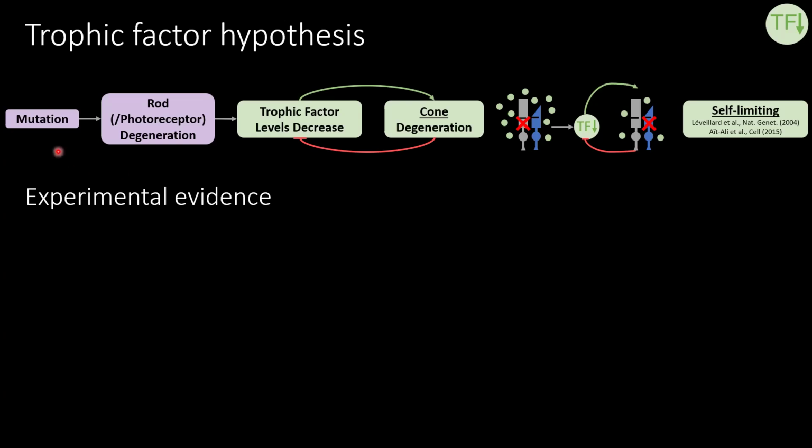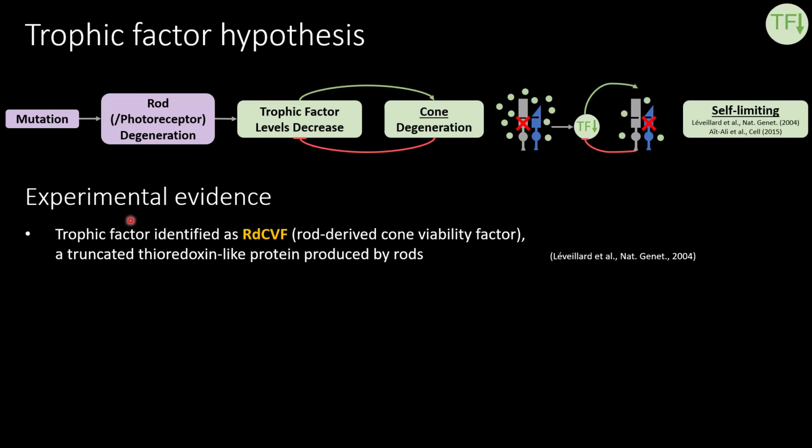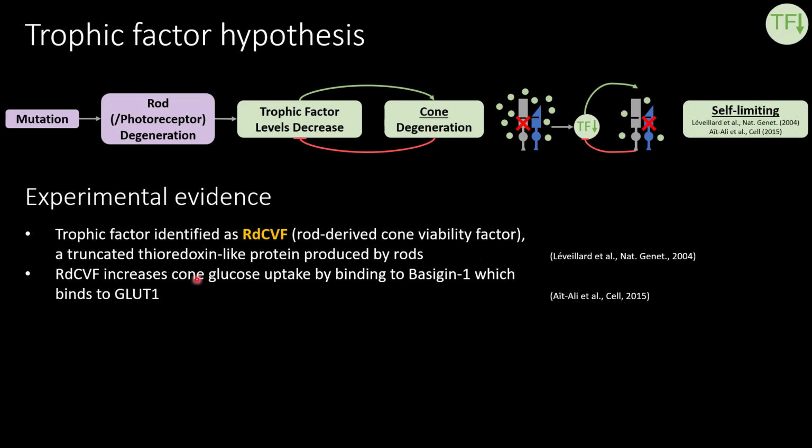So there's quite a bit of experimental evidence for this. Arguably, it's perhaps the most studied of the mechanisms so far. The trophic factor has been identified as RdCVF, or rod-derived cone viability factor, and this was identified by Thierry Léveillard et al. back in 2004. It's known as a protein that's produced by rods, and its mode of action has been identified. So this was back in 2015.